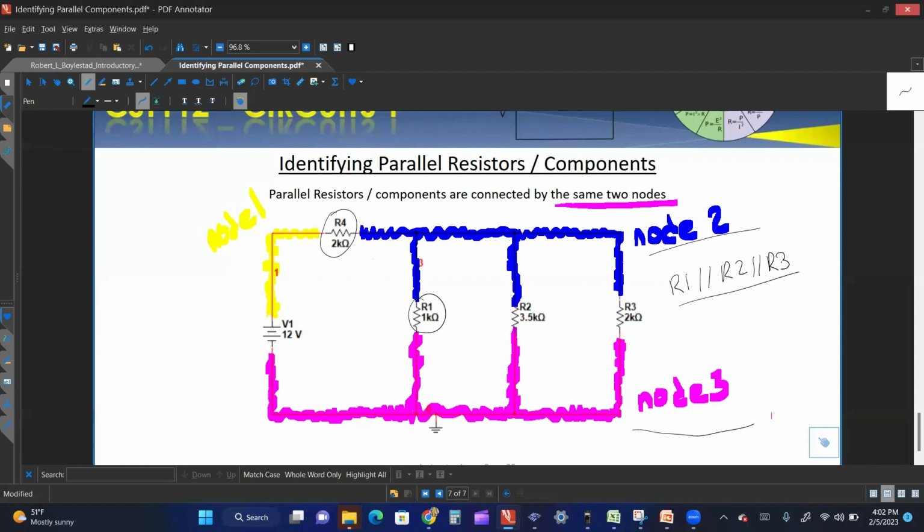So what I want you to do, until you get good enough, is go ahead and circle or highlight your nodes. That's going to help you out in the long run until you get to the point where you can visually see that, hey, these resistors are in parallel. You can see the nodes, but until you get to that point, it'll be to your best advantage if you go the extra step in highlighting or circling your nodes.